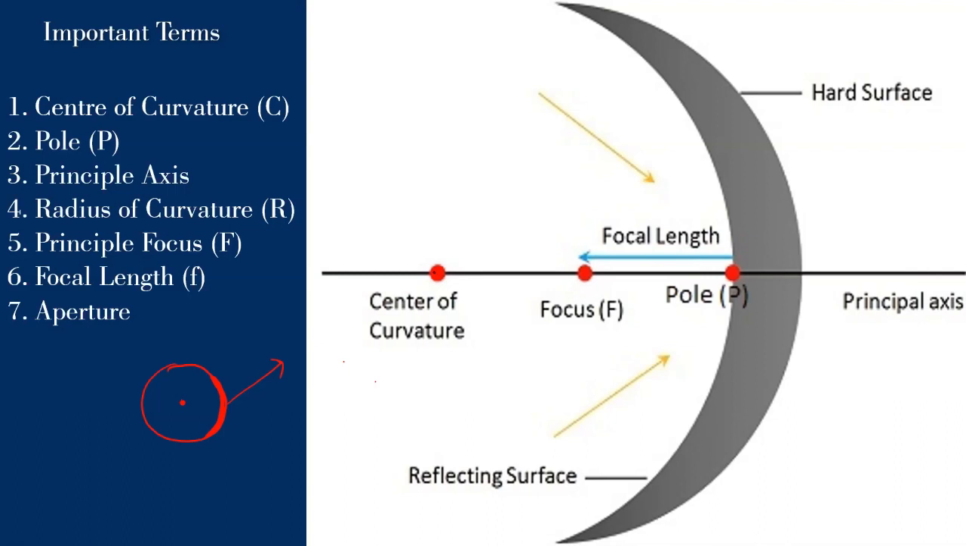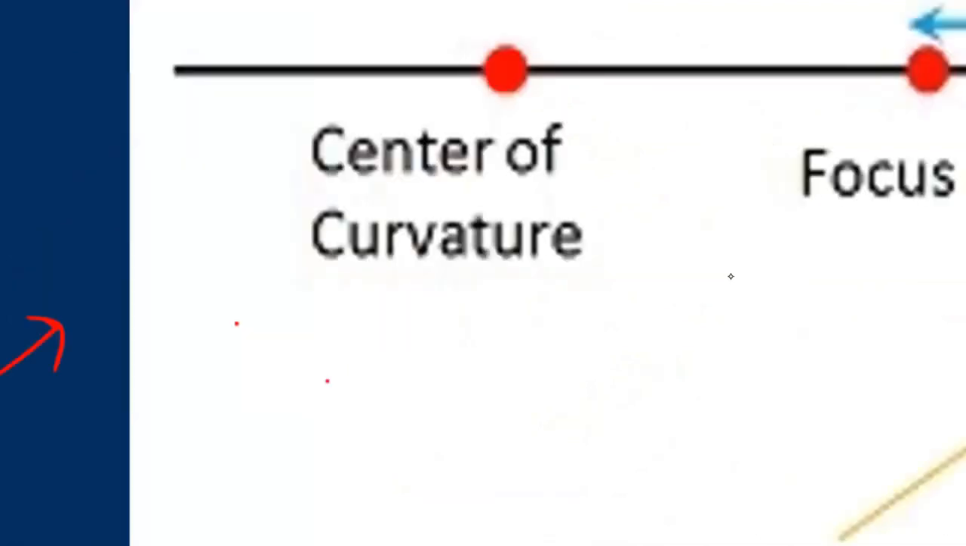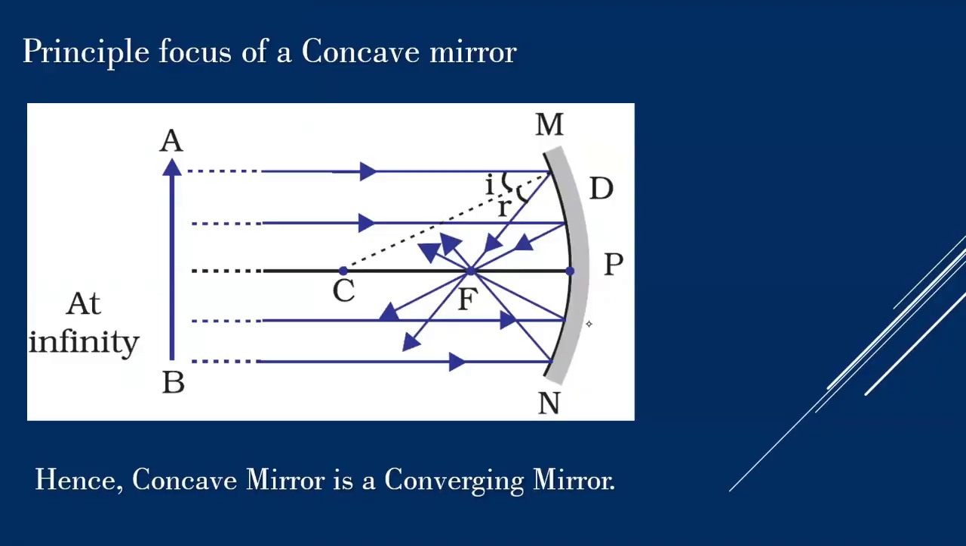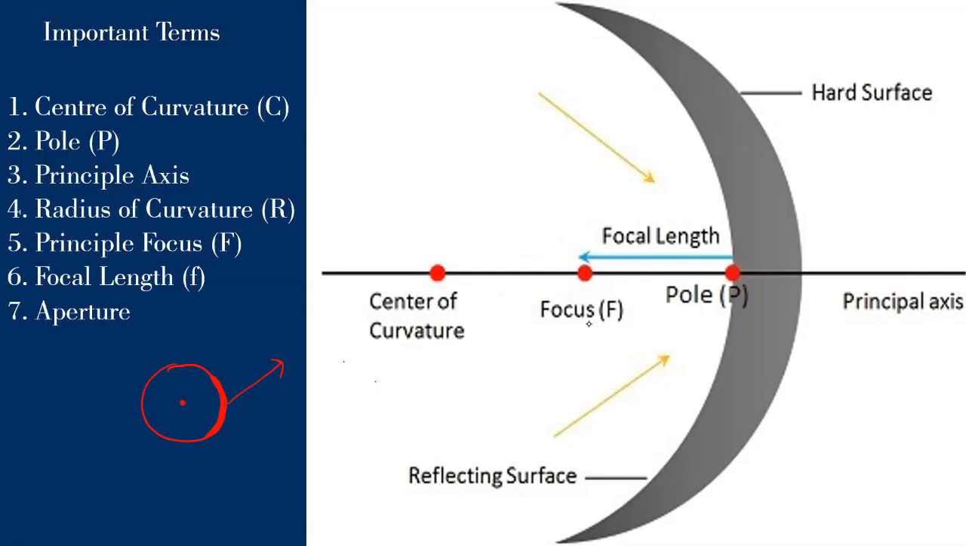Next important term we have is pole. Now, what is pole? Pole is basically the center of the mirror. So if you see from the starting point to the end point, this is your spherical mirror, right? This being a spherical mirror, the center of the spherical mirror is called the pole. It is denoted by P.